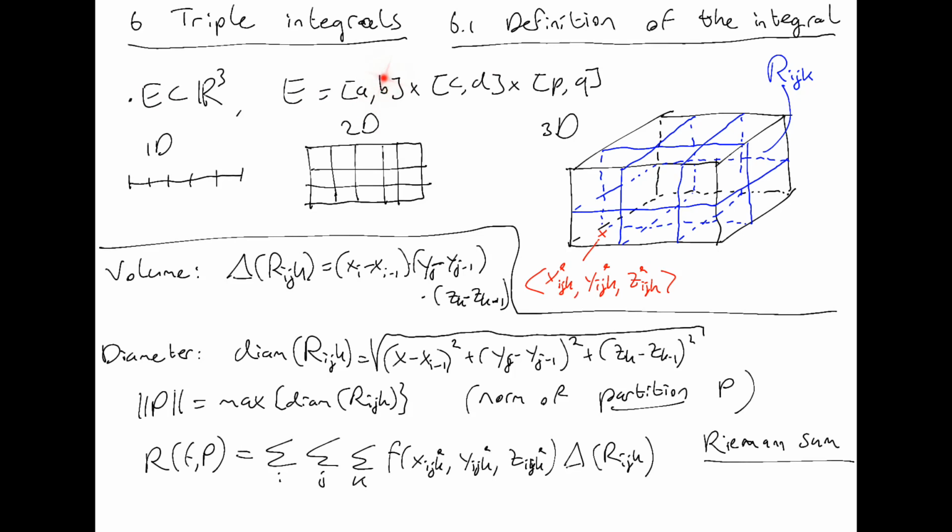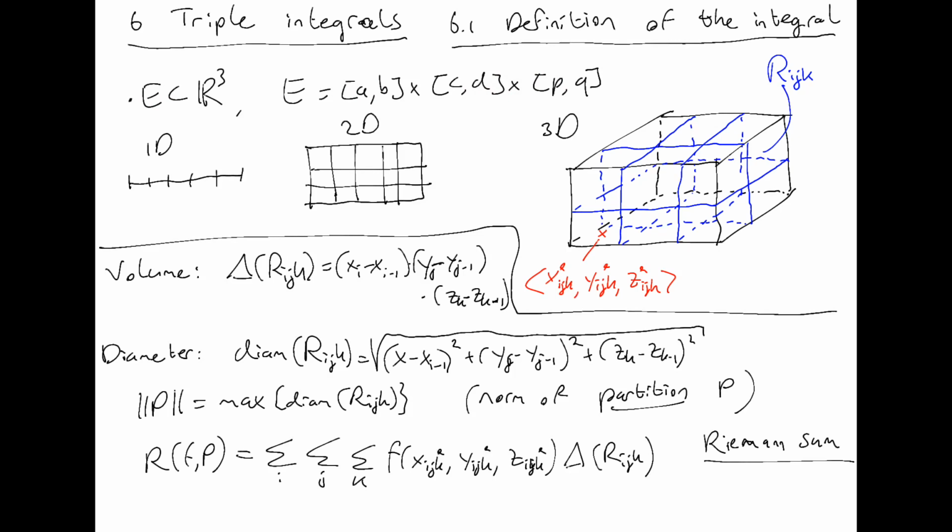So it means that we will denote it like this, where interval AB times the interval CD times the interval PQ. And this means that the x-coordinate is between A and B, the y-coordinate is between C and D, and the z-coordinate is between P and Q. So this is a rectangular box, as you will see over here. Okay, so we want to integrate over this rectangular box.